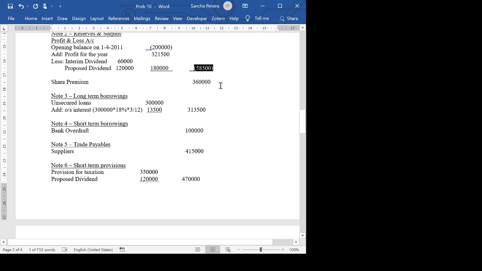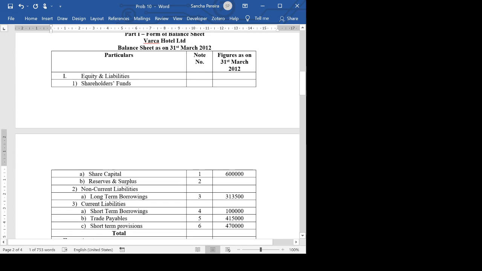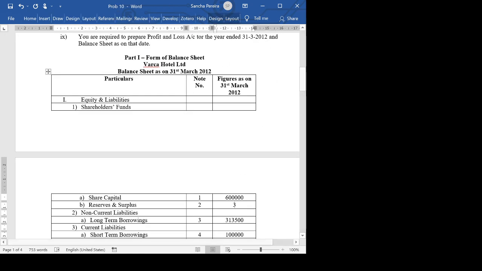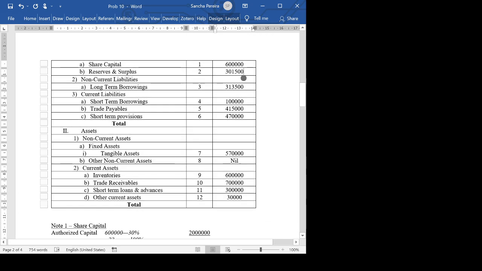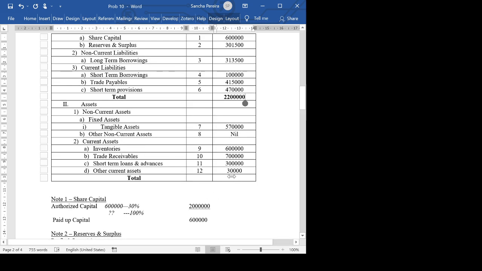And then the final amount comes to 3,60,000 minus 58,500, which is 3,01,500. So this is the final figure of the reserves and surplus. This I'm going to show here, 3,01,500. And then the total, hopefully it tallies. I think it does. The balance sheet total comes to 22 lakhs.